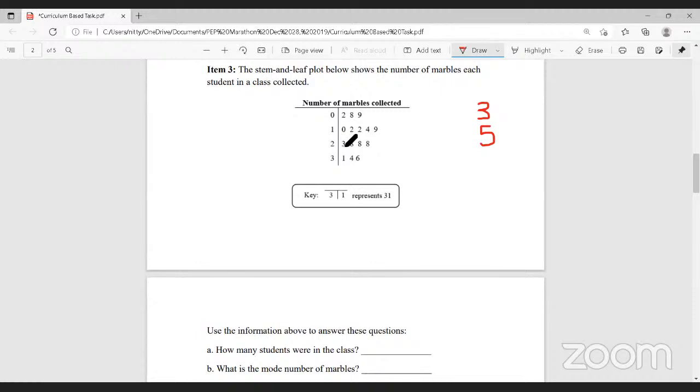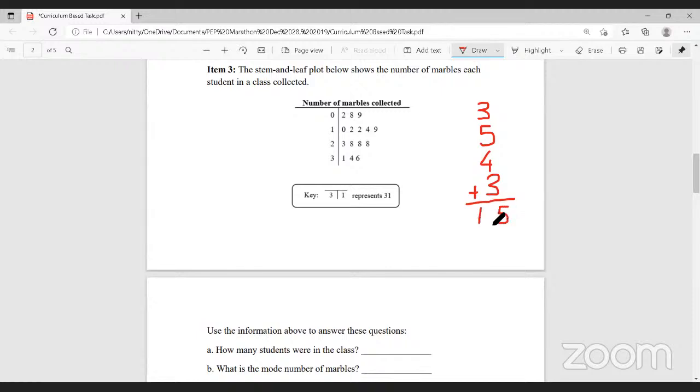We have here 23. One collected 28. One collected 28 again, and another collected 28. So this is 1, 2, 3, 4 students here. Then we have one collecting 31, one collecting 34, one collecting 36. 3 more students here. So the total number of students is 3 plus 5 plus 4 plus 3 equals 15 students.